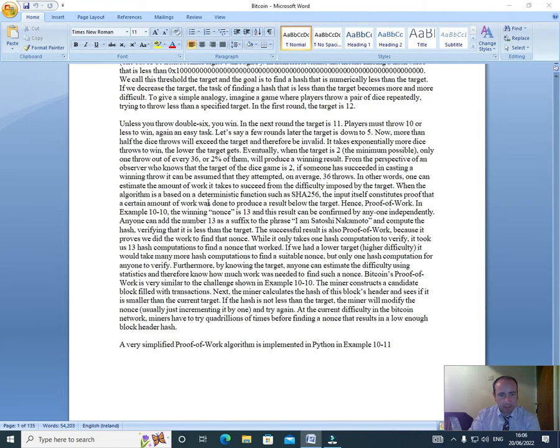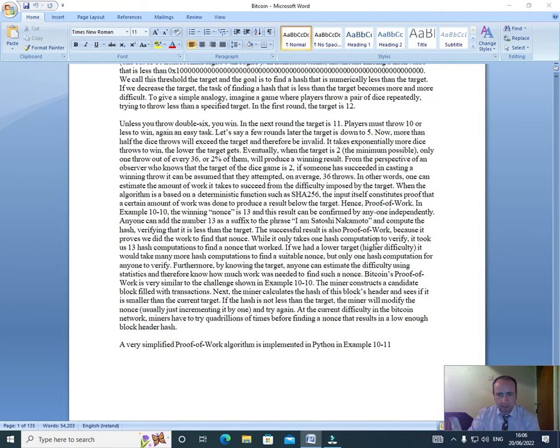When the algorithm is based on a deterministic function such as SHA-256, the input itself constitutes proof that a certain amount of work was done to produce the result below the target, hence proof of work. In example 10-10, the winning nonce is 13, and this result can be confirmed by anyone independently. Anyone can add the number 13 as a suffix to the phrase "I am Satoshi Nakamoto" and compute this hash, verifying that this is less than the target.